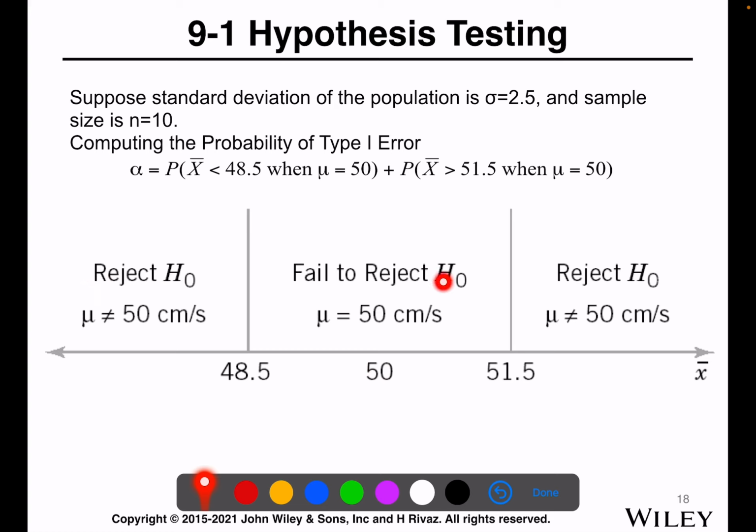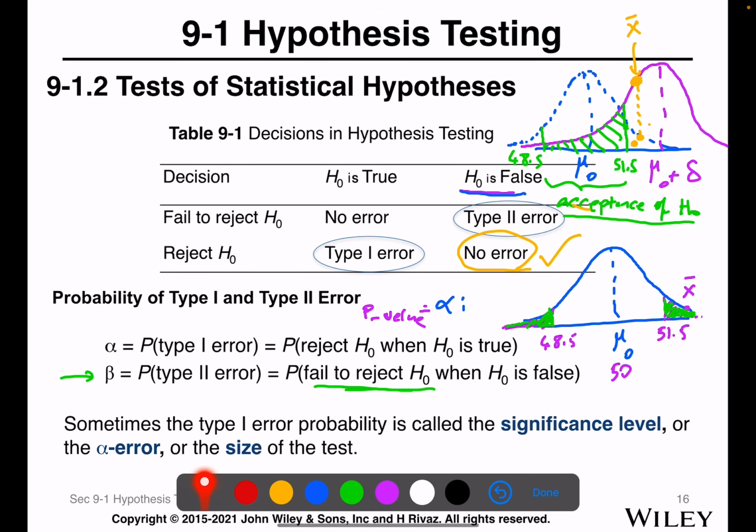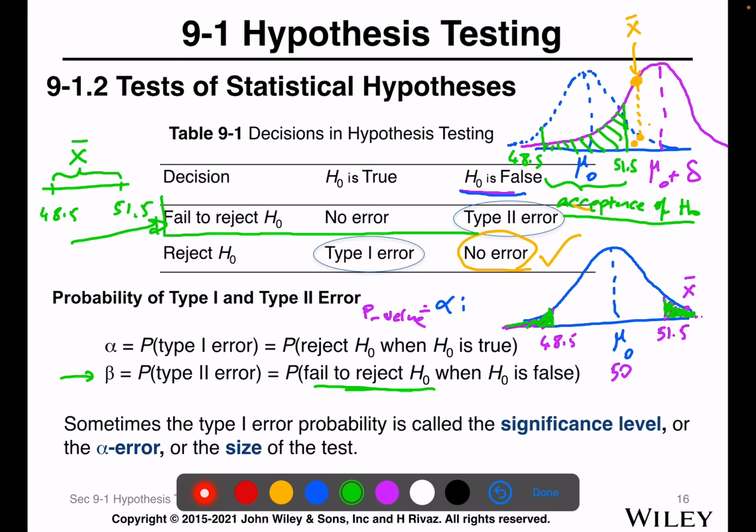And by the way, here we say we fail to reject H0. We don't say we accept H0, because we don't want to deal with it. So if I go back to this curve here, if my X bar is somewhere here, so if this is 48.5 and this is 51.5, right? If my X bar is somewhere here, I'm actually in this region, meaning that I have failed to reject H0.